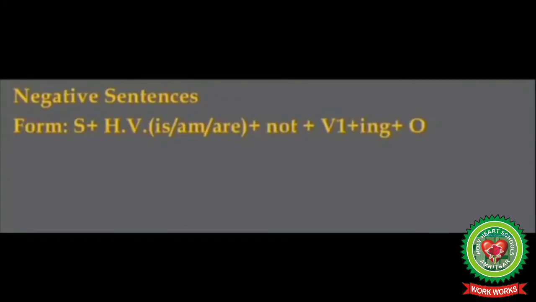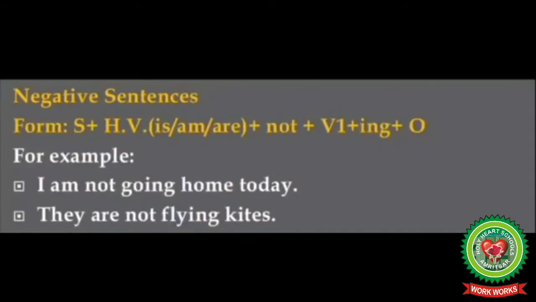So, coming up to negative sentence, the structure for the same is subject plus helping verb, that is, am or are, plus not, plus present participle form of the verb, that is first form of the verb plus ing, plus object. So, for example, I am not going home today. They are not flying kites.